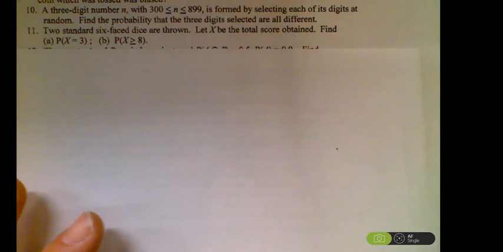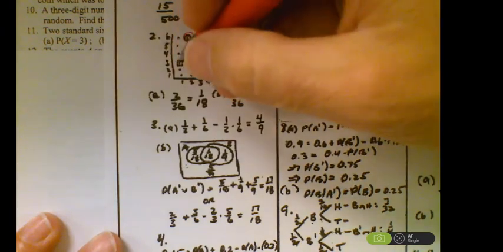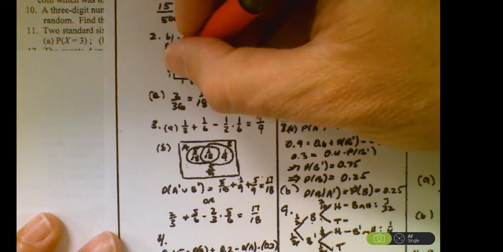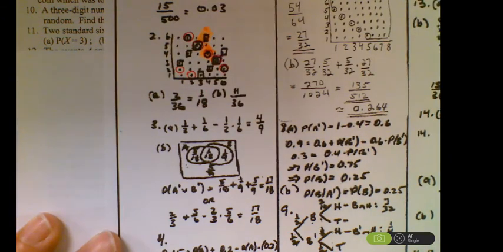If you look at that lattice diagram that we've already talked about, for the cases where the sum is 3, only a couple of those could be either a 2 and a 1 or a 1 and a 2. So only 2 out of the 36 cases have a sum of 3. That's for part A, which of course we would reduce to 1/18.